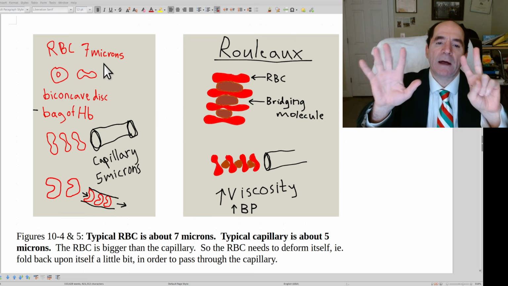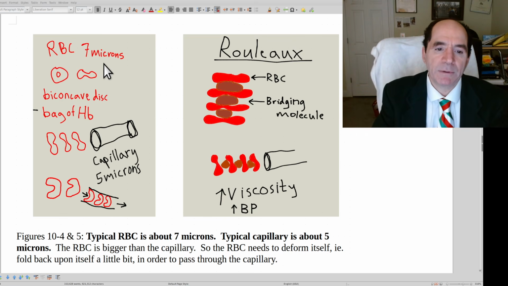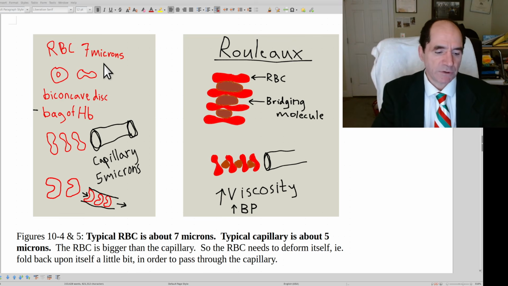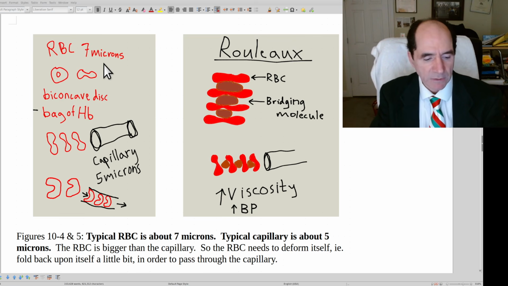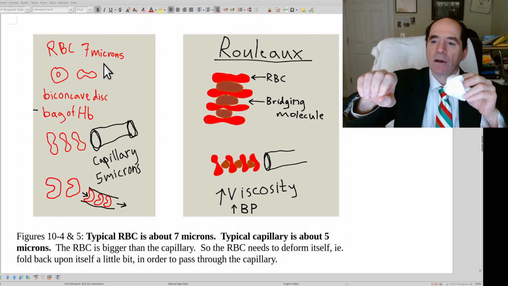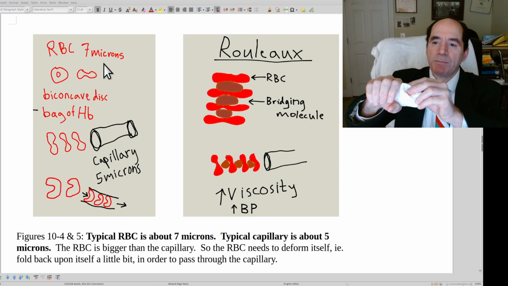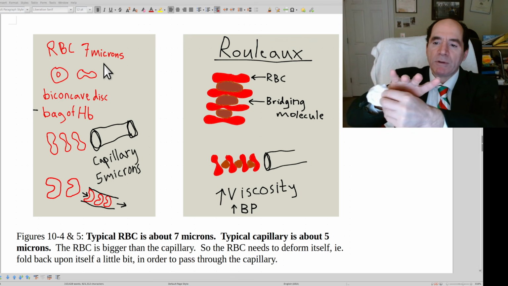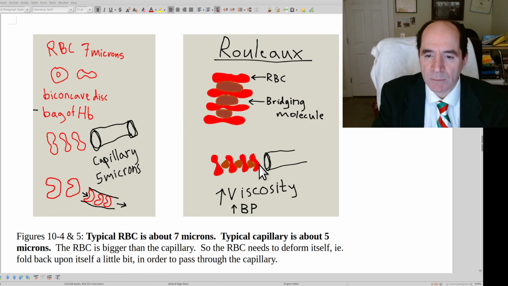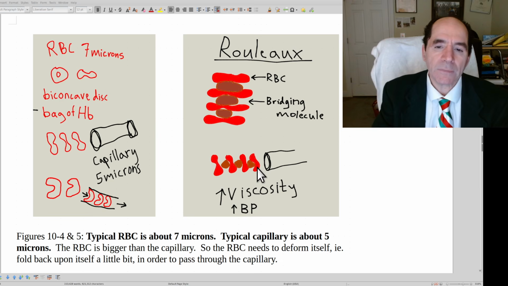So RBC is about 7 microns. All right, typical capillary diameter is about 5 microns. So what that means is the typical red blood cell is bigger than, imagine this is a red blood cell, okay? And it's got to go through this capillary. It's bigger than the capillary, so it's going to have to deform itself to push through there. It'll fold back on itself, like this one right here is a little bit folded back on itself.